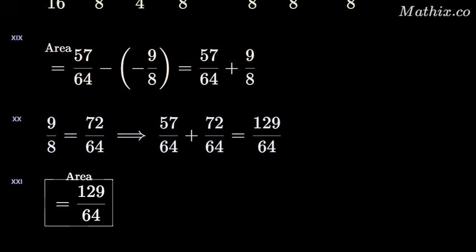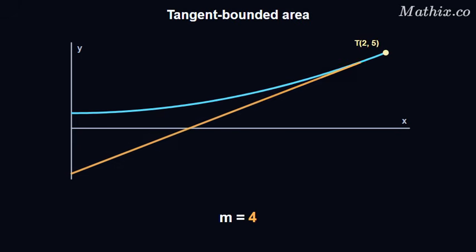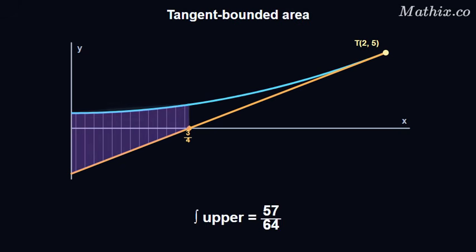First, the coordinate axes and the parabola are drawn. Differentiating gives a tangent slope of 4 at the point (2, 5). The tangent is extended to meet the x-axis at 3/4. The shaded region shows the difference between the parabola and tangent over this interval. Evaluating the two signed integrals gives the required area, 129/64 square units.